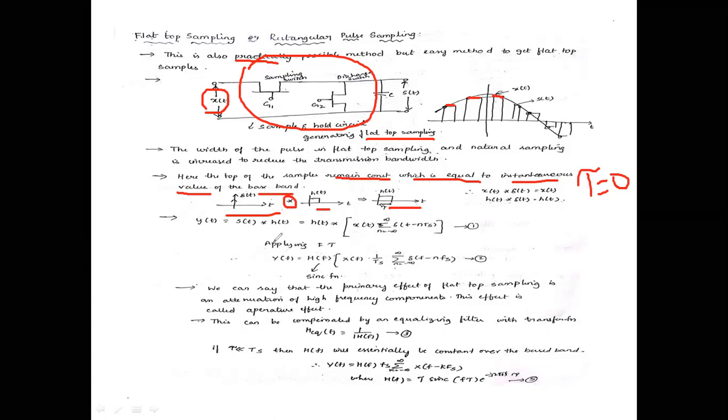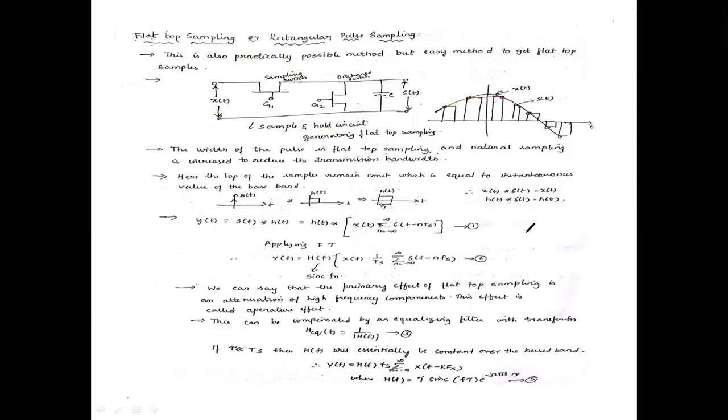Let x of t be the function. If I take y of t equal to x of t convolved with h of t, and this delta function we already know from the impulse sampling, x of t, the sum of n equal to minus infinity to infinity, delta of t minus n Ts. And this is n into Ts only, my dear students, when it is n Ts. Otherwise, you can keep the t only. Applying the Fourier transformation on both sides.